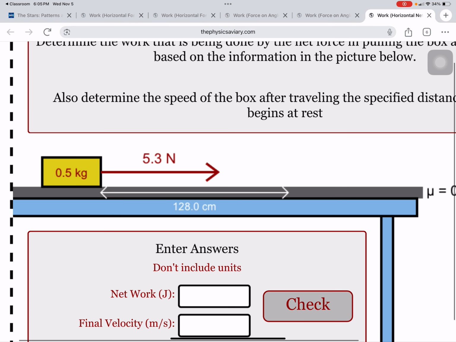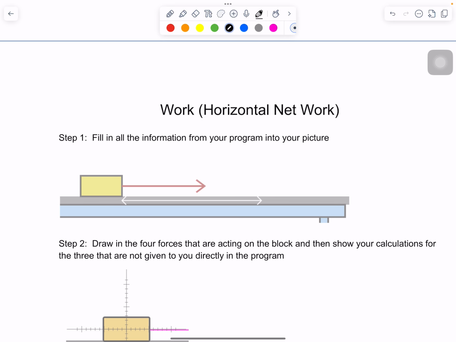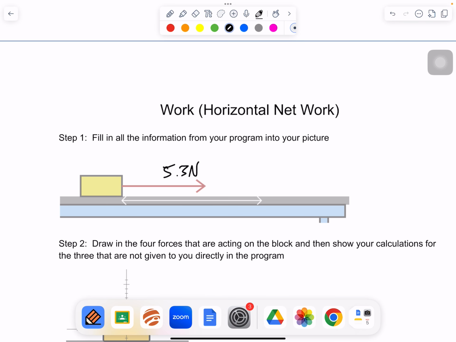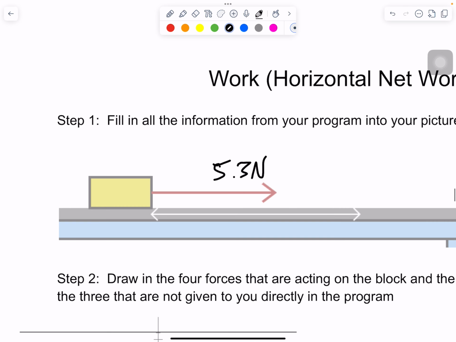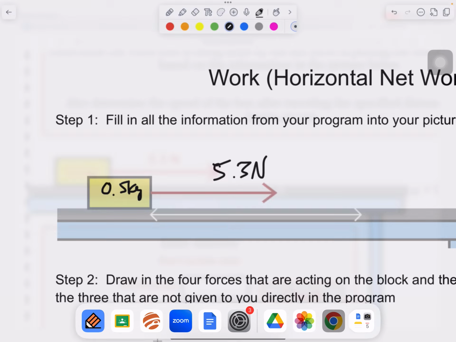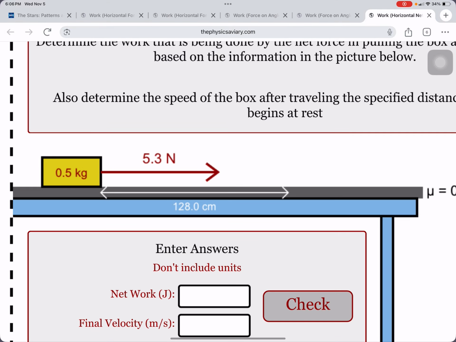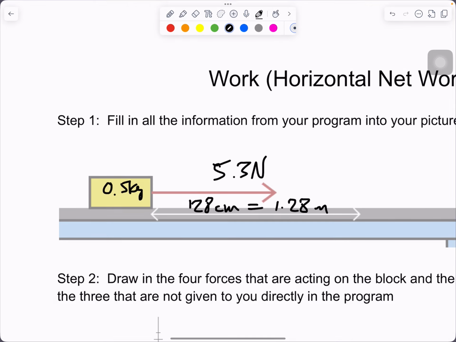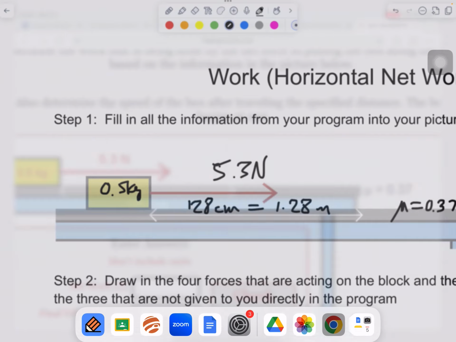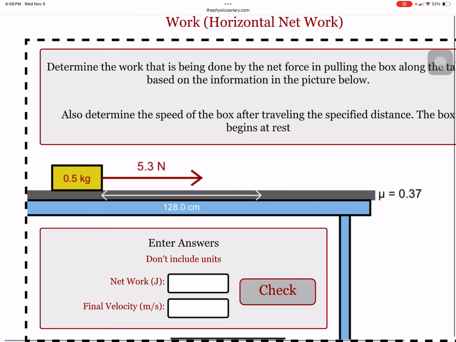Okay, so we've got 5.3 newtons. 0.5 kilograms. 128 centimeters, which would be 1.28 meters. You're given mu, mine is 0.37. And I think that's it. I think those are good. So we've got to find the net work and the final velocity.